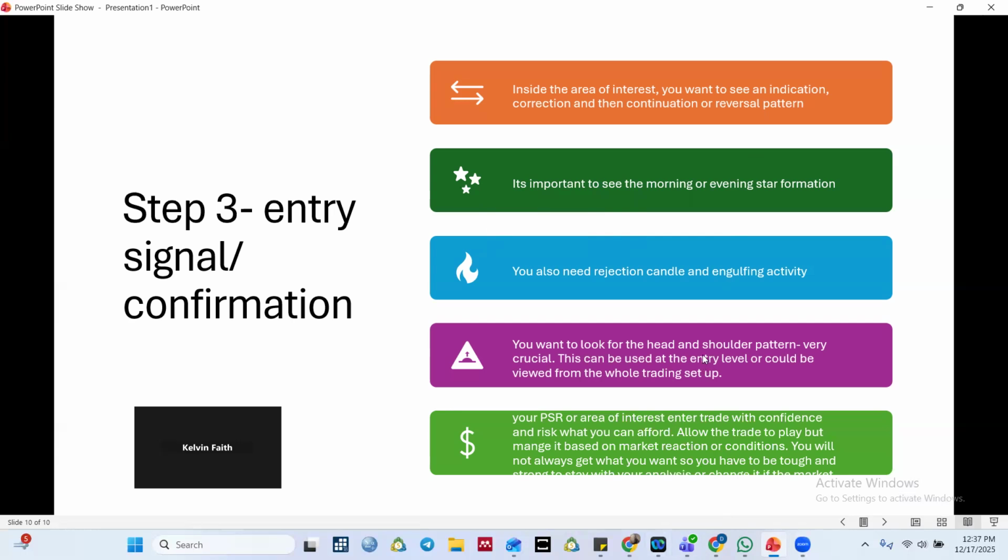Okay. So we will get into this again on the chart, but it is important for you to see a morning star or evening star formation at your area of interest. This time you know you are already at the level where either buyers or sellers are reacting or are active there. When you look at the candlesticks closely, whether daily time frame candles, 4 hour time frame candles or 1 hour, you might want to see either a morning star or evening star formation.